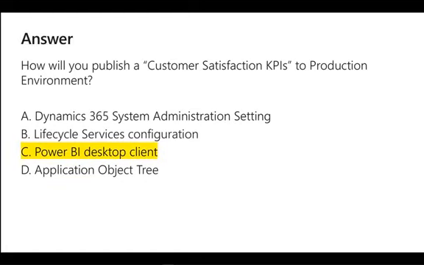The correct answer is C. Power BI Desktop client. Because Power BI Desktop client is the authoring tool that we can use to extend and publish KPIs. So we can only use the Power BI desktop client to publish new customer satisfaction KPIs to our production environment.